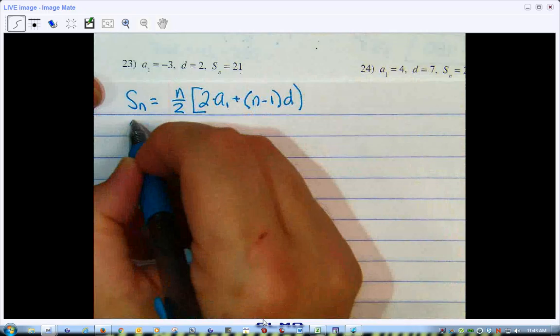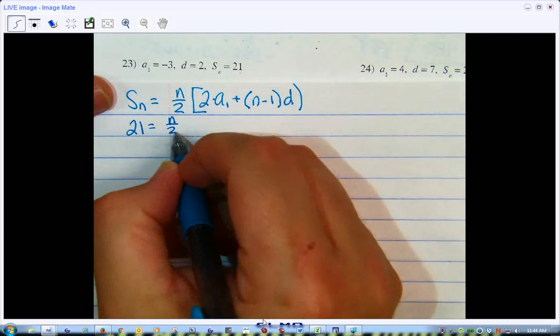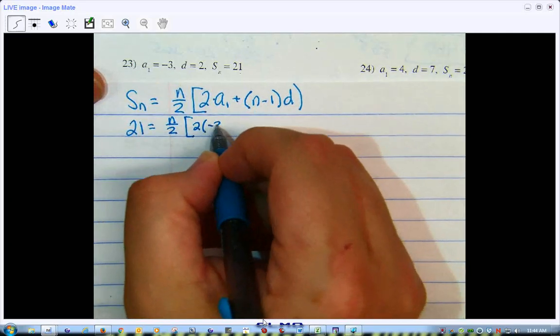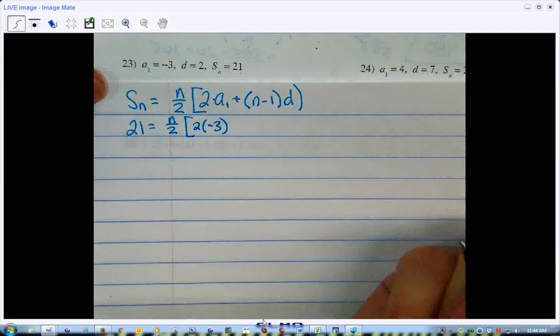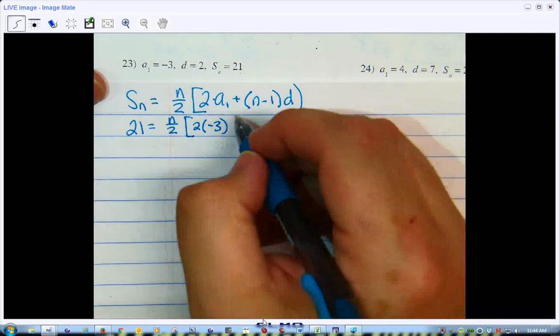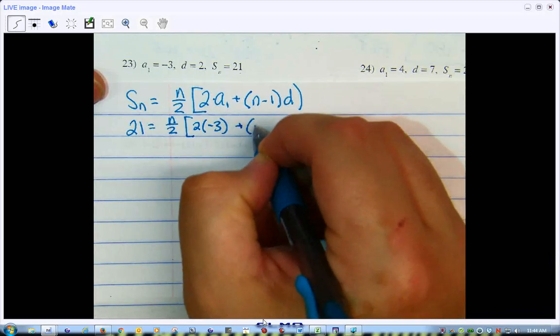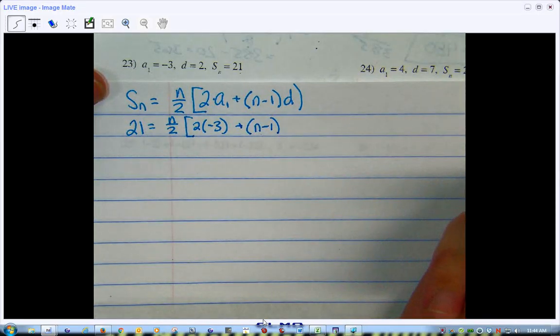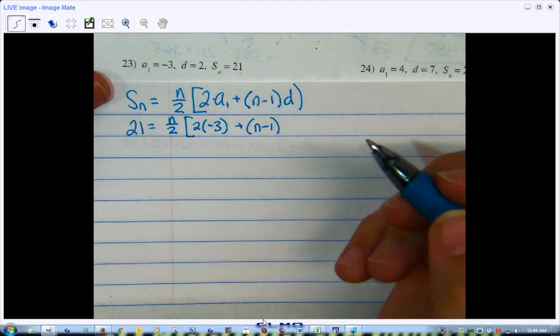So let's just go ahead and plug in s sub n, which is 21. That's equal to n over 2 times the quantity of 2 times negative 3, because my a sub 1 is negative 3, plus n minus 1. I'm going to leave that alone as much as possible, just because I don't really want to deal with that too much. And then my d is 2.